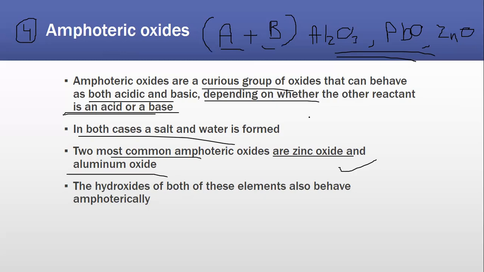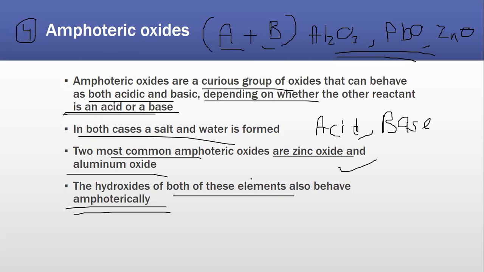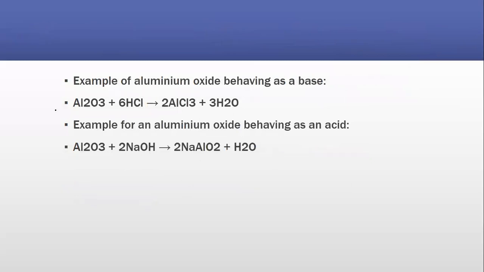These are the examples. अब ये क्या करेंगे? They can also act as acid and they can also act as base. The hydroxides of both of these elements also behave amphoterically. अगर Al2OH होगा या PbOH होगा या ZnOH होगा, they would be also acting as amphoteric oxide. Now look at this. Aluminium oxide is an amphoteric oxide. Aluminium oxide is also reacting with an acid, and it is also reacting with a base.